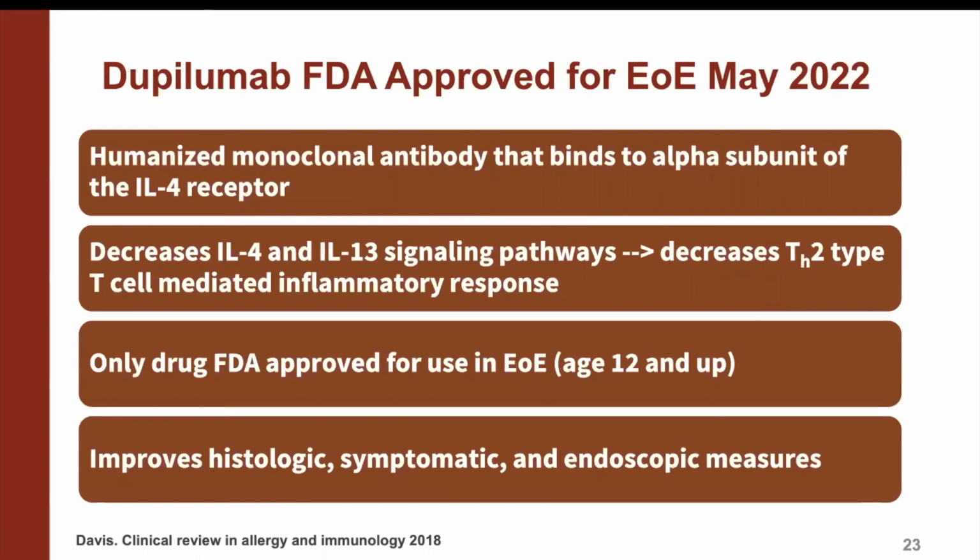And so this medication was approved for use in children ages 12 and up. And from my understanding, there are phase 3 trials now going on for ages 1 to 11 as well. And some studies have shown that this drug helps to improve histologic, symptomatic, and endoscopic measures. And so it is very promising and exciting. And again, we hope to better include dupilumab in our treatment algorithms soon in our treatment guidelines as well.